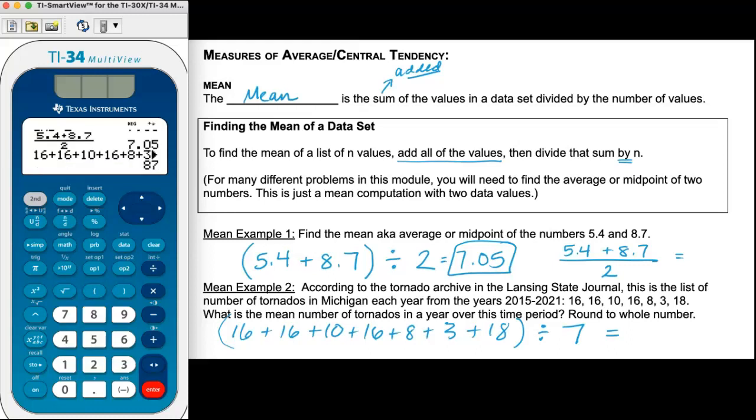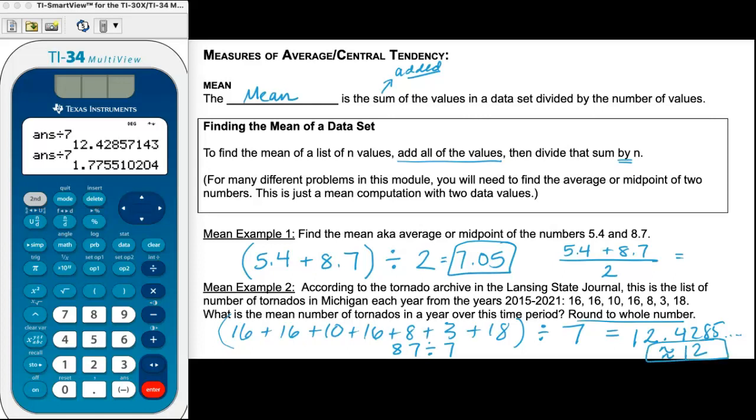And we get 87. I always like to write down my sum just in case I make a mistake. Then I can go back and figure out which part I made a mistake on and then divide it by 7. And we get, oh, I didn't mean to divide that by 7 again. It's this first number. It's this 12.42857... Now it says in the problem round to the whole number because we're looking for the mean number of tornadoes. So we're going to round to the nearest whole number, and the 4 tells us to round down to the 12. So there was about 12 tornadoes on average per year over this time period.